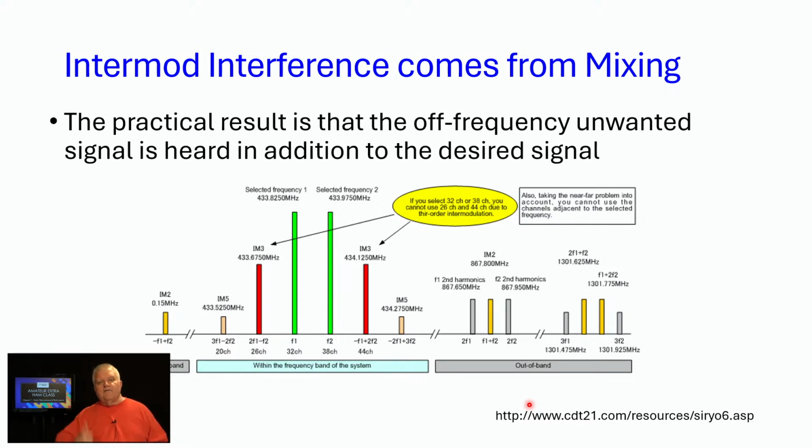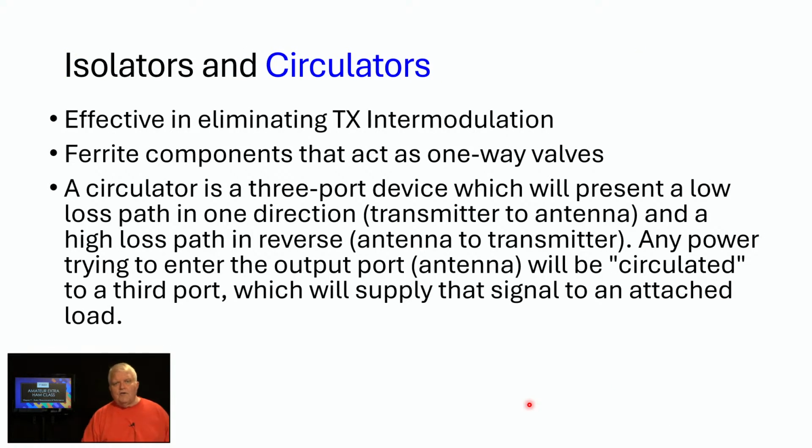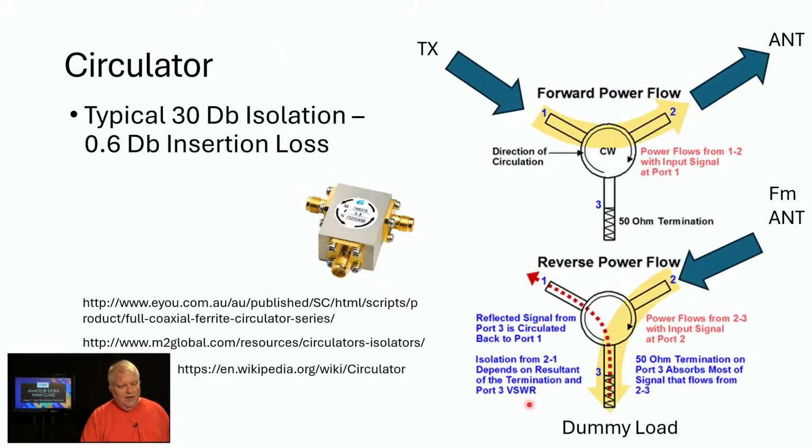That's all coming from Paris Mountain and from intermod coming from all of that stuff. Some things that can be done: you can use isolators and circulators. They're effective in eliminating transmitter intermodulation. They use ferrites, and a circulator is a 3-port device, well, let's take a look at a picture. So typically 30 dB of isolation between ports with half a dB of insertion loss.